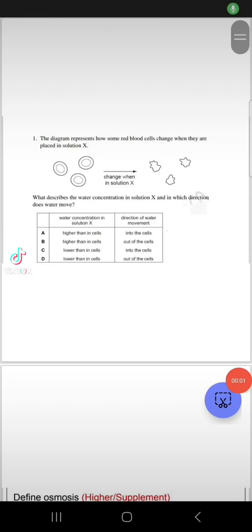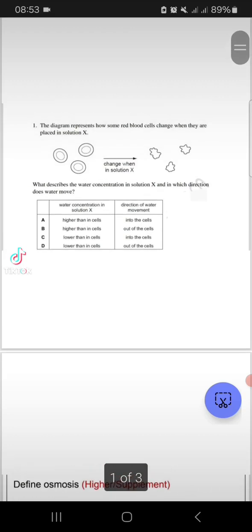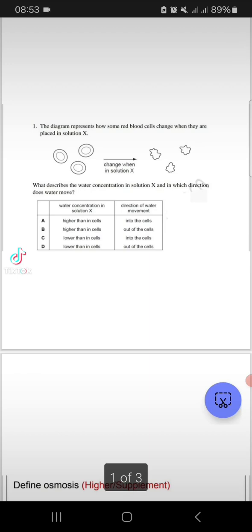So today's question is saying the diagram represents how some red blood cells change when they are placed in solution X. You have your red blood cell, and then those red blood cells are placed in solution X, and then you have the end results. It says, describe the water concentration in solution X, and in which direction does water move?